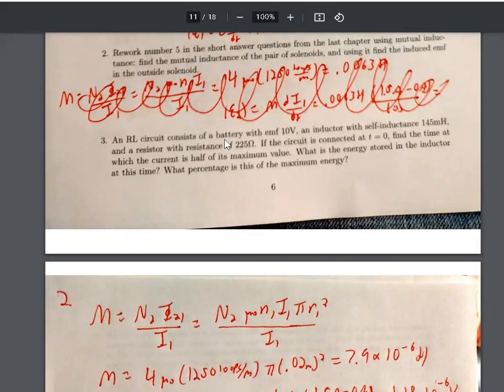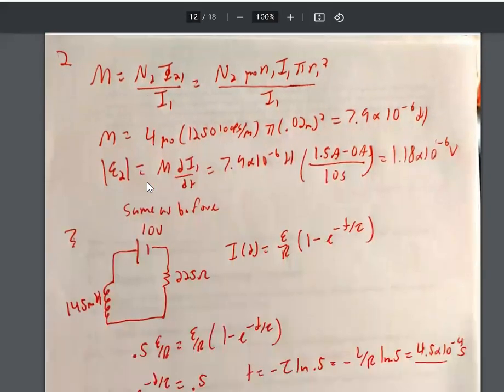All right, so an RL circuit consists of a battery with an EMF of 10 volts, an inductor with a self-inductance of 145 millihenries, and a resistor with a resistance of 225 ohms. The circuit is connected at t equals 0. Find the time at which the current is half of its maximum value. Then we also want to know how much energy is stored in the inductor at this time and what percentage this is of the maximum energy.